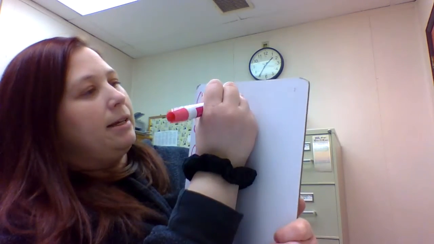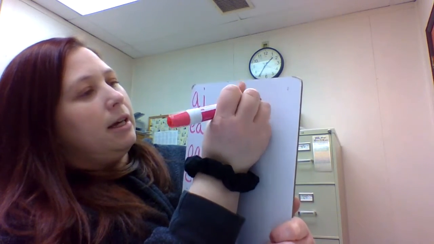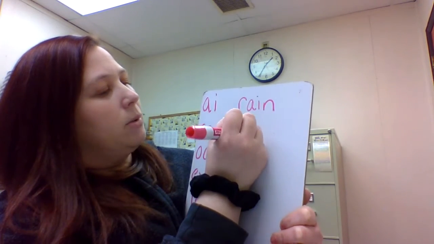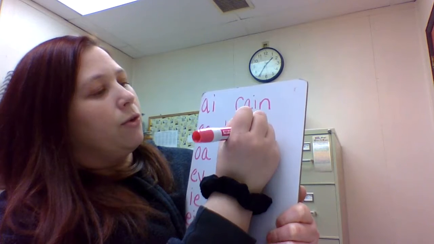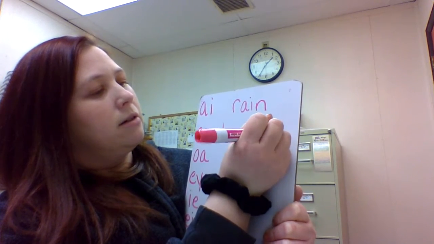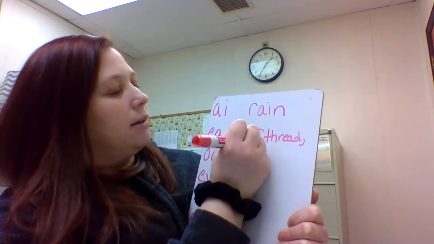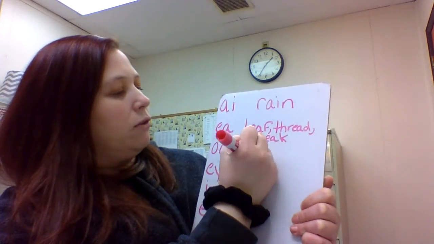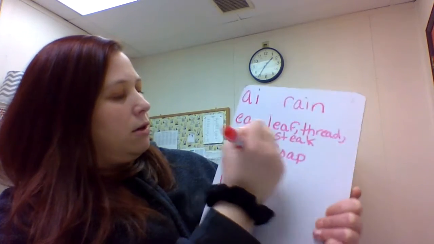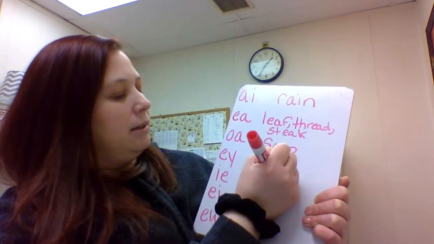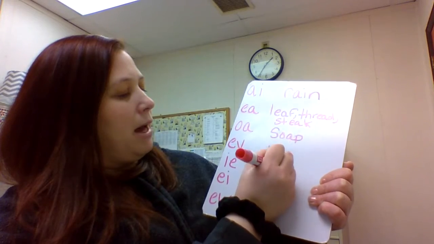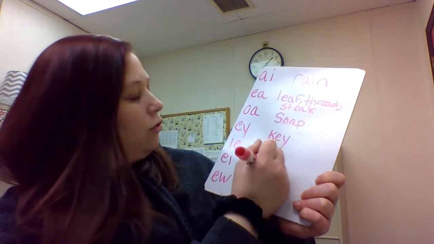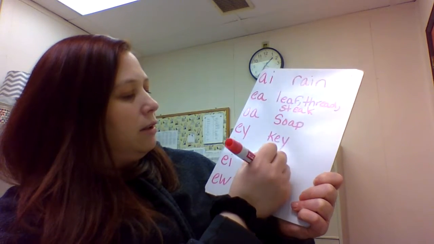This one we have rain. EA, if you remember, we have quite a few because we can pronounce this many different ways. We have leaf, thread, and steak. I gotta move it down here because I ran out of room. Our OA is soap. Our EY is key. Our IE is pie. Our EI is shield.